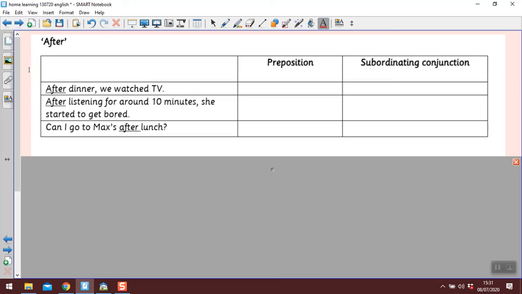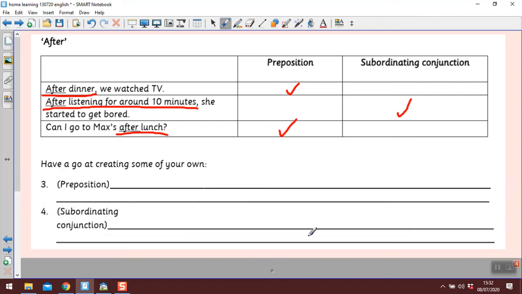So after is another word where it can be used as a preposition and a subordinating conjunction. Pause the video and see if you can correctly place them. So the bits we're looking out for are after dinner, after listening for around 10 minutes, after lunch. So, dinner does not contain a verb, it's a preposition. After listening for around 10 minutes, listening is a verb. It's a subordinating conjunction. Can I go to Max's after lunch? Lunch doesn't contain a verb, so it's a preposition.